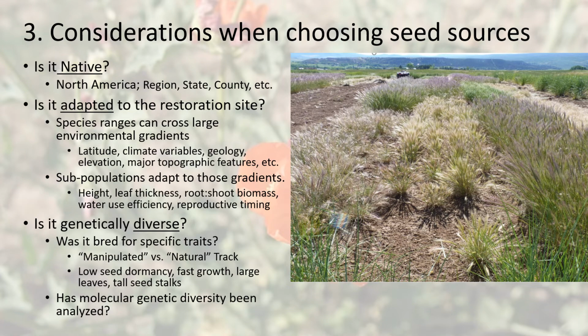Is your plant seed source genetically diverse? For one thing, was it bred for specific traits, like one of the older cultivars? That would be called being bred in the manipulated track versus the natural track. Manipulated means it's been undergoing selective breeding for traits that generally make it easier to harvest and farm.